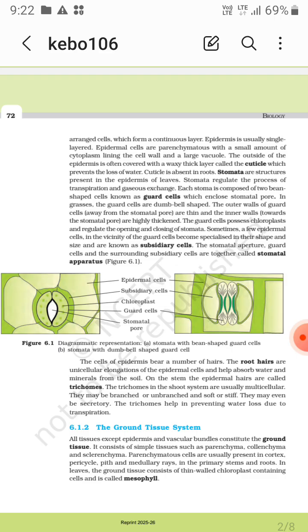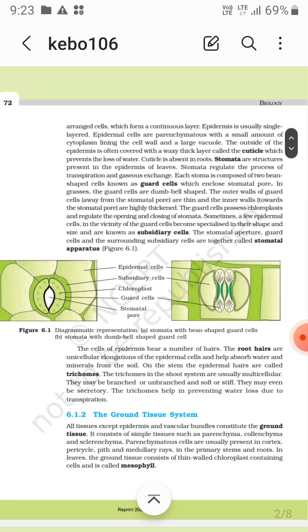Important: the outside of the epidermis is often covered with a waxy thick layer called the cuticle, which prevents water loss. The cuticle is absent in roots. Stomata are structures present in the epidermis of leaves. They regulate transpiration and gaseous exchange. Stomata are composed of two bean shaped cells known as guard cells, which enclose the stomatal pore.